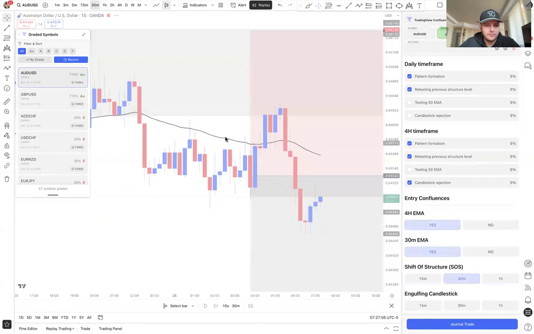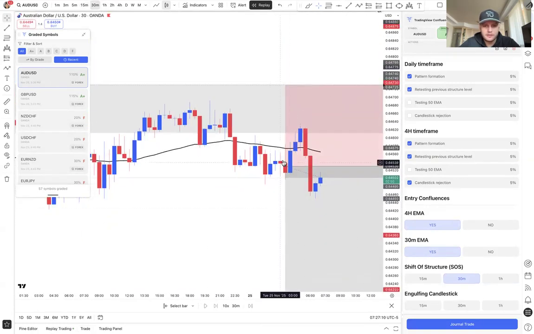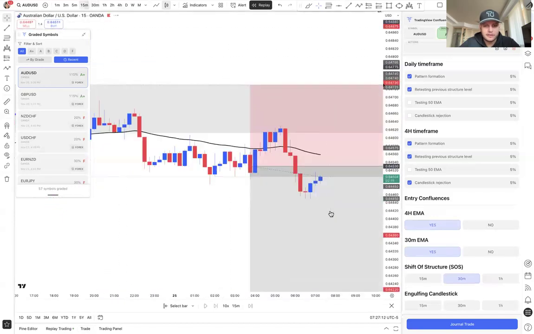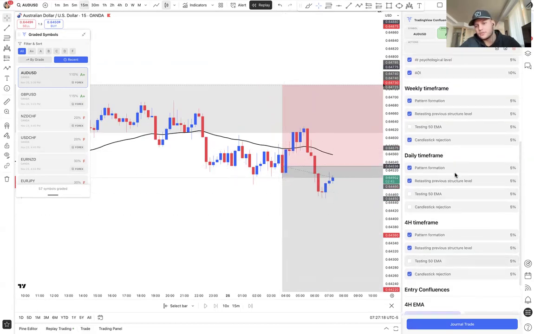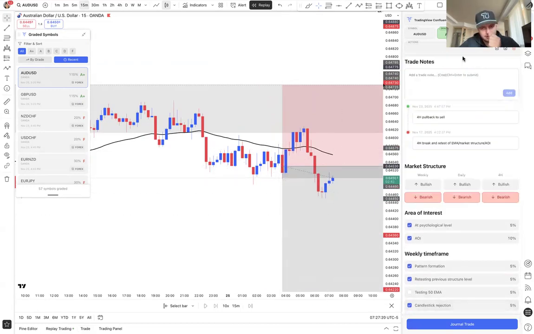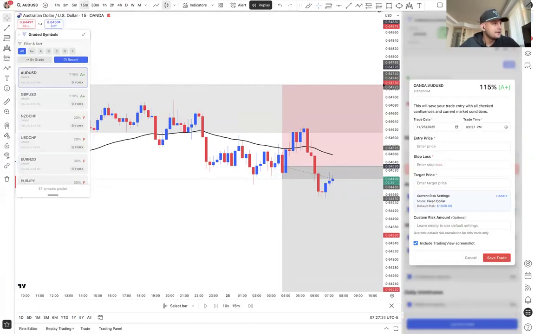I think we entered after. Maybe we don't have an engulfing candlestick, do we? We entered somewhere within this area. So I guess that's a 15-minute engulfing candlestick. So they're both about the same, 115%, I think, for the last 2 trades that we took. Copy the entry price.